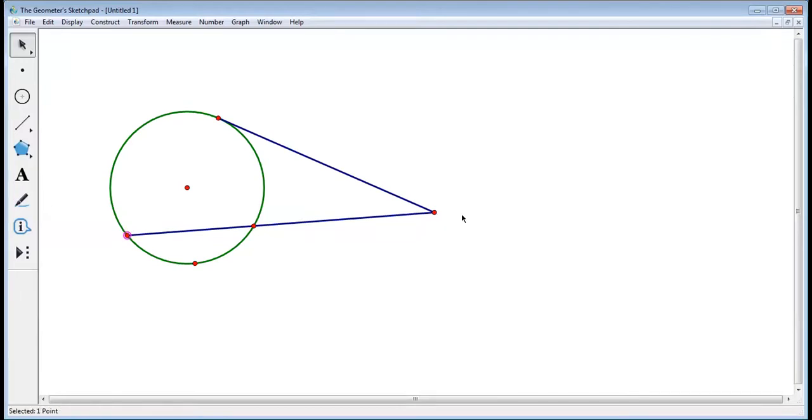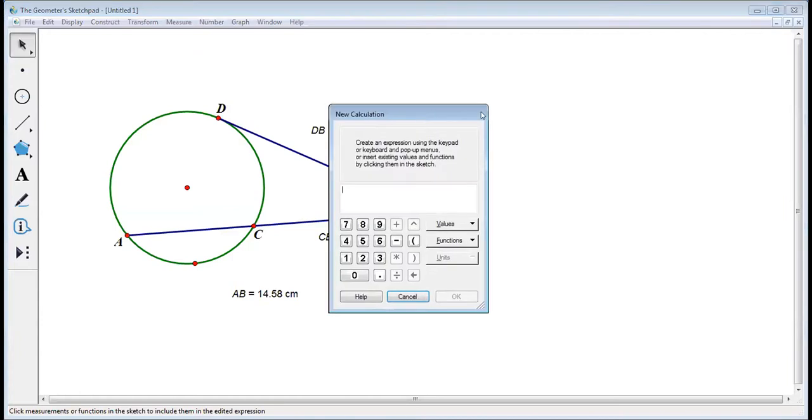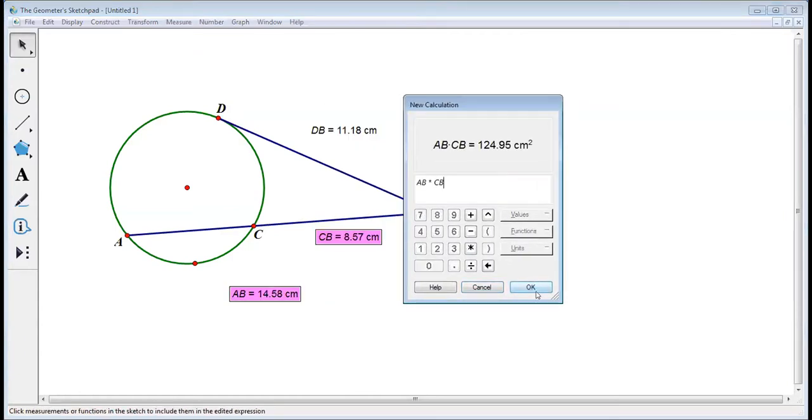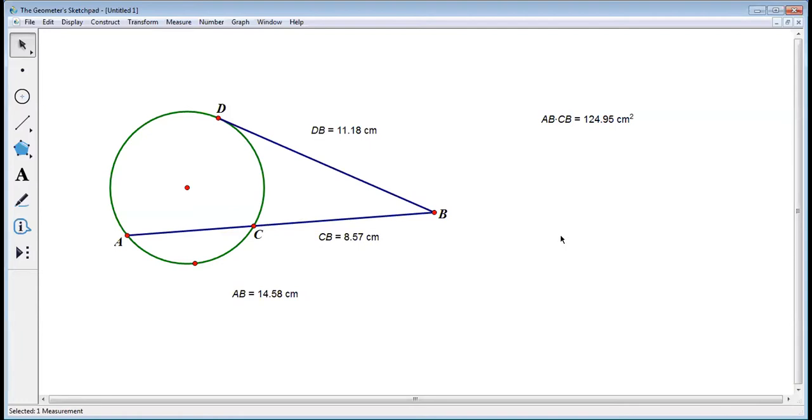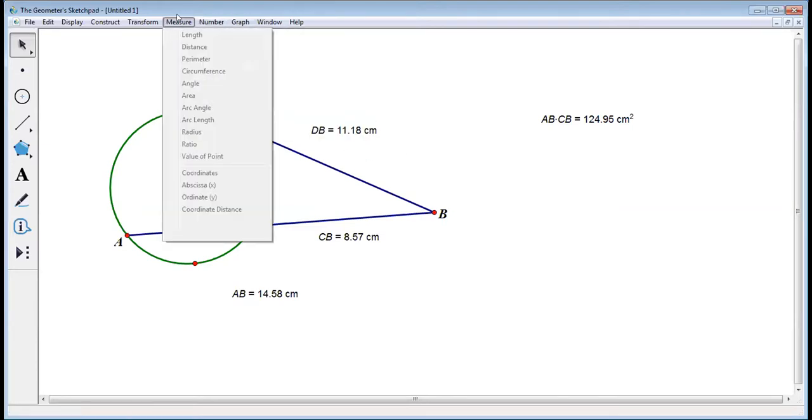So I asked you to measure the length of the entire secant as 14.58. Measure the length of the external portion. That's 8.57, and measure the length of the tangent. So when we did two secants, the relationship was length of entire secant times the external portion. So let's multiply these two numbers again, see what happens. Calculate that times that, and that is about 125. And we only have one thing to measure here for this tangent, so let's try multiplying this by itself. And let's see what happens.